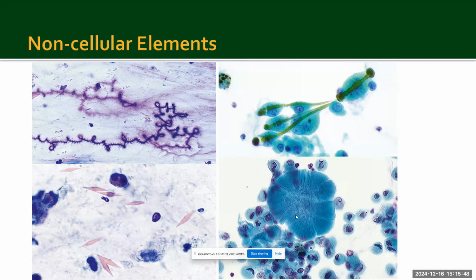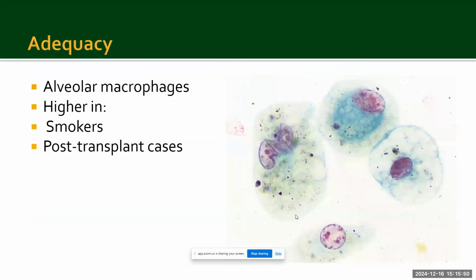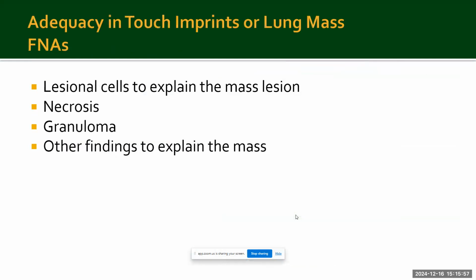Okay. But again, how do you determine the adequacy of lung mass FNAs or touch imprints for core biopsies? That is always a challenge. Especially when we are doing a rapid on-site evaluation, for instance, in cases of touch imprint or you have only a smear. If there is a mass in question, if you're seeing highly atypical cells or the lesional cells that could explain the mass, that might be one condition when you call adequacy.